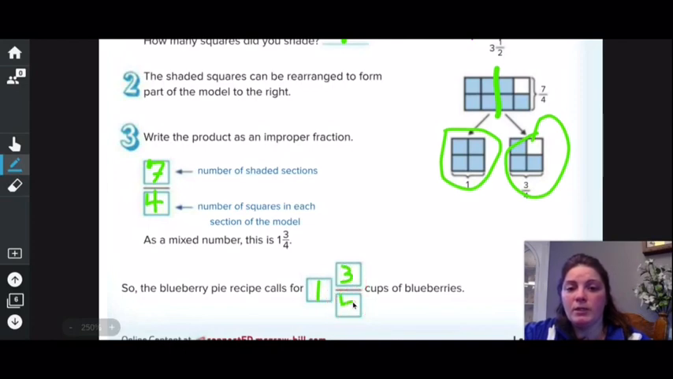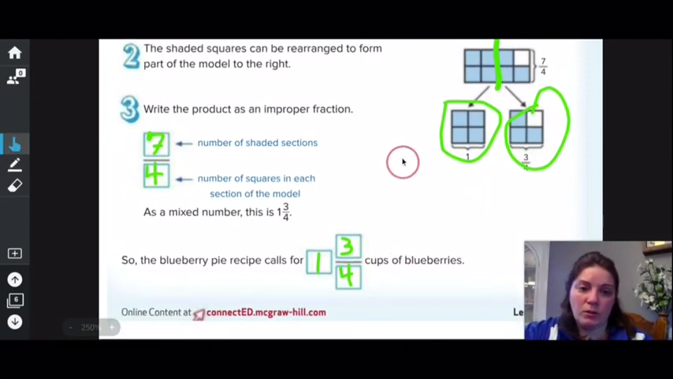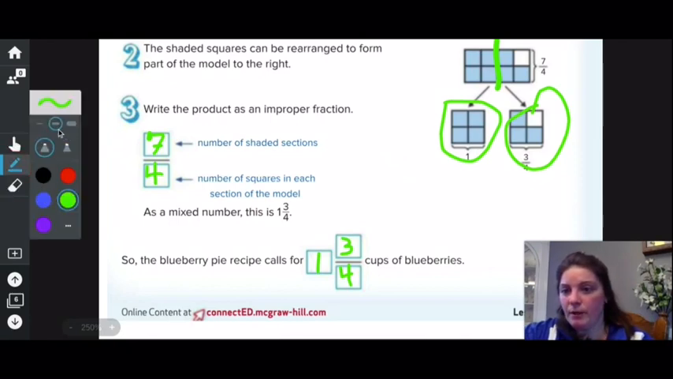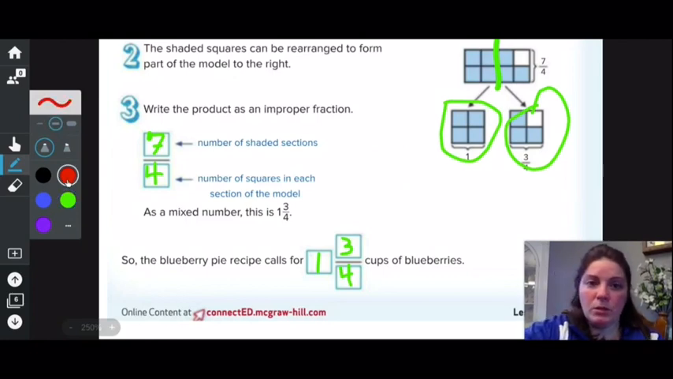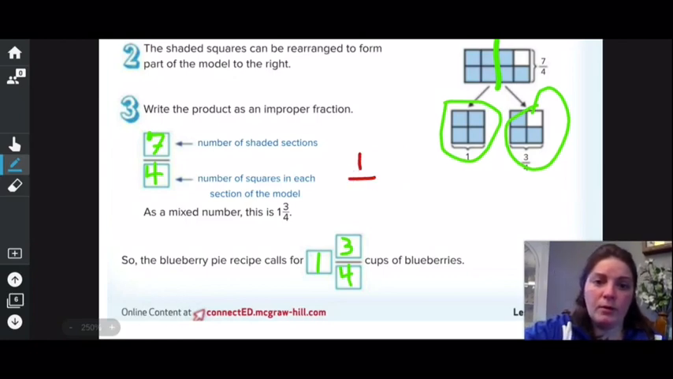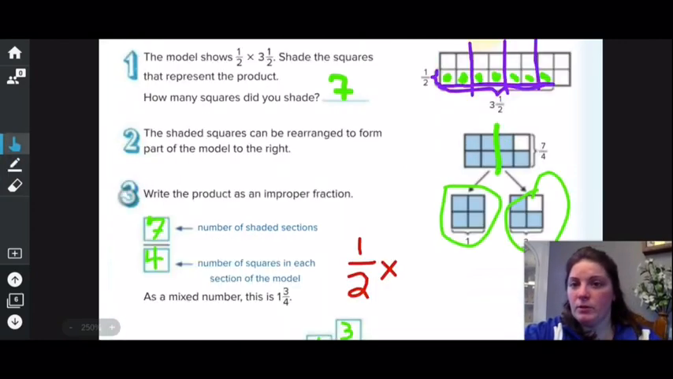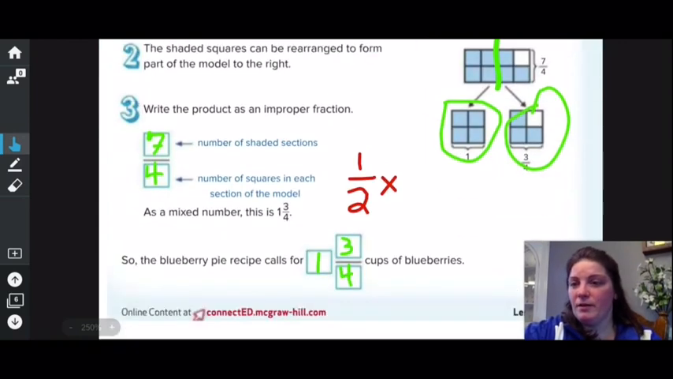Now, like I said, I do not find the models that helpful. I think that this step here can get a little confusing. Maybe you like it and maybe you think it's awesome, and that is super. So how would we do this without the model? I'm going to show you in this little bit of blank space here. So I'm going to take my original problem, which was 1/2 times 3.5.